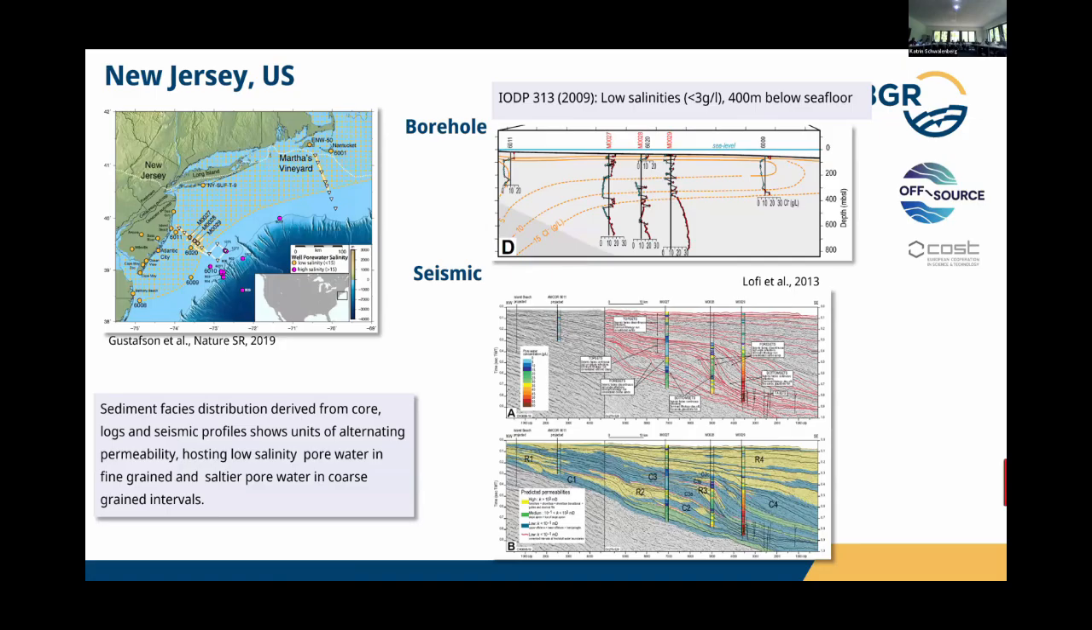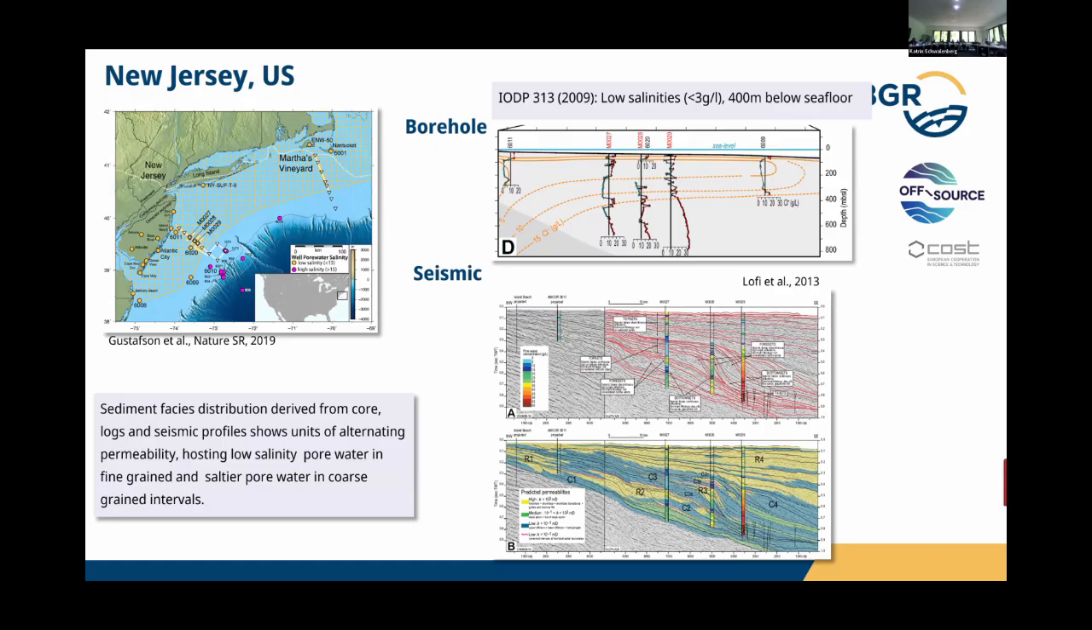These are some results. This is, I think, one of the best and well-established case studies which exist so far on offshore fresh and groundwater. Offshore New Jersey, there have been several drill sites. There was an IODP Leg 313 in 2009, which drilled 3 sites along the New Jersey coast, where they found low salinities, less than 3 grams per liter at 400 meters below seafloor.